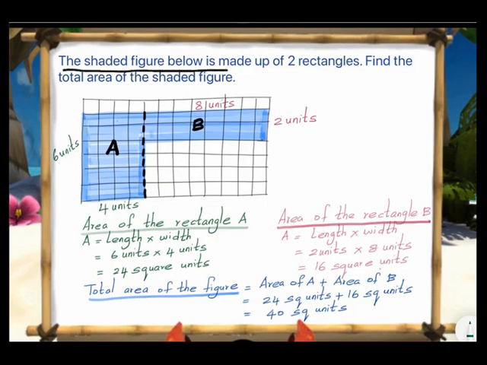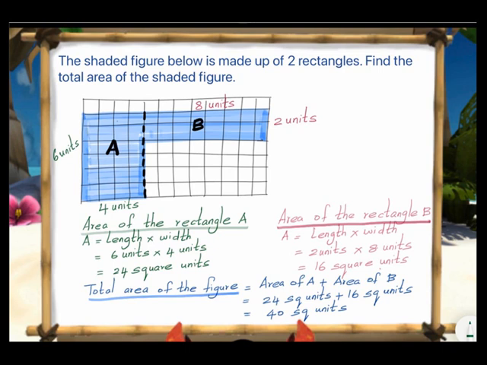The shaded figure below is made up of 2 rectangles. Find the total area of the shaded figure. The shaded figure is shown in blue color. So the shaded area that is blue is made up of 2 rectangles. So you can see the partition line over here. Can you see the partition over here? Yes. So that is the partition that separates the shaded area and makes it into 2 rectangles.